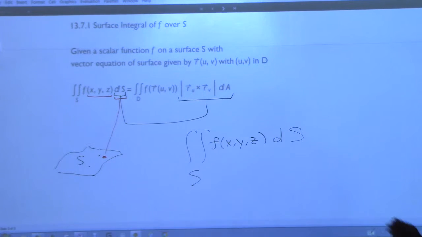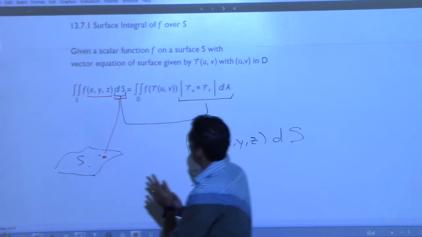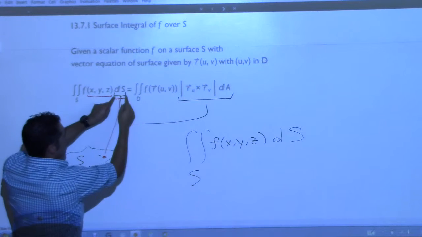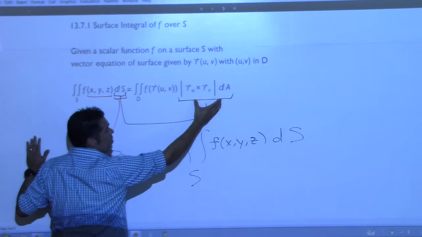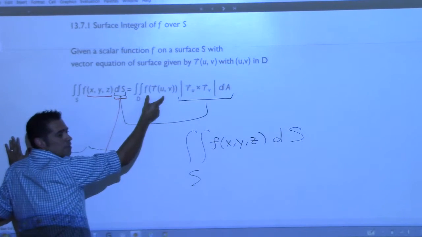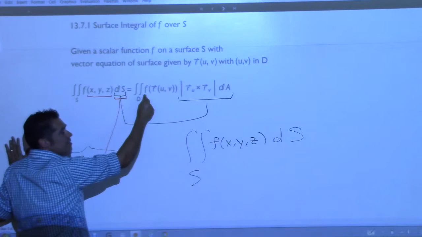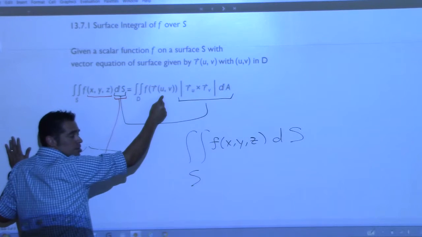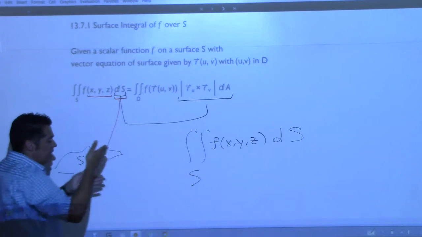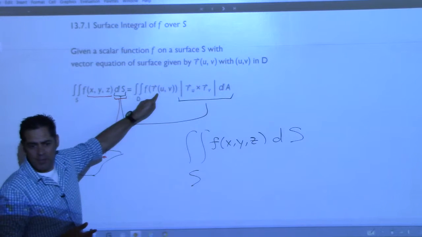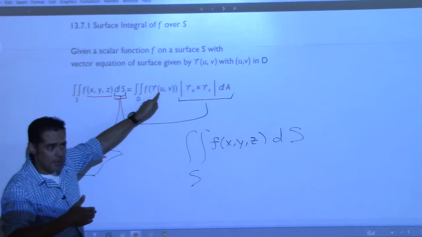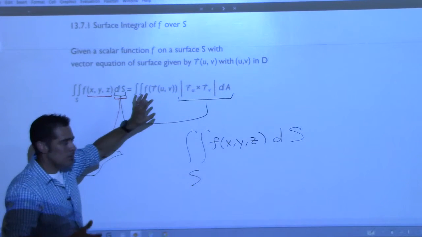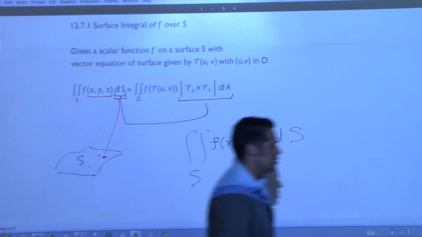So look at the formula for it. We know this dS is this. We just did that in the previous problem. But remember what this notation means. It means you're going to take the scalar function and evaluate it at the vector function. So you're going to replace x with the first component of this vector function, replace y with the second component, and replace z with the third component. So we're going to do an example, but that's the notation.